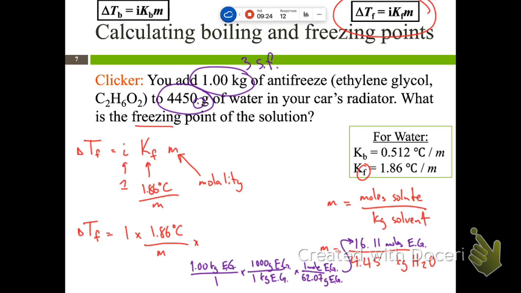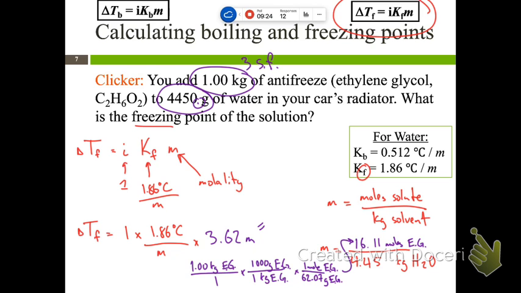Okay, so now we know the molality. If we calculate that, that looks like about 3 point something? What does it end up being? 3.62. 3.62 molal. Alright, so what is our final answer from that calculation there? Jesse, what'd you get for the delta TF?